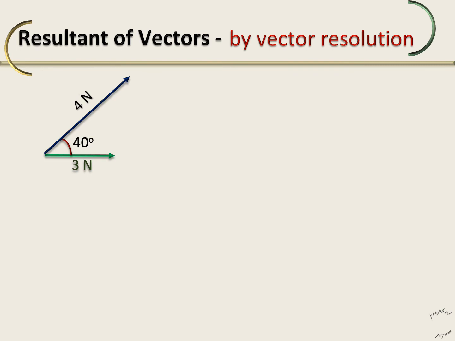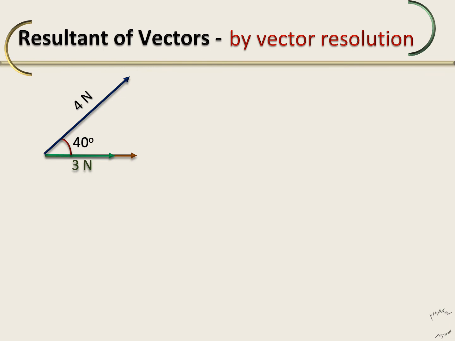So 4 Newton I am going to split into two parts. One component I am splitting exactly parallel to the 3 Newton. So the brown colored vector is the horizontal component of 4 Newton. I want one component in that direction because I can add it with the 3 Newton. 3 Newton was already there. I'm not touching it. Now the 4 Newton, one component you have drawn exactly parallel to 3 Newton so that you can add both.